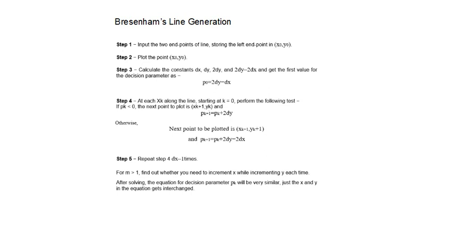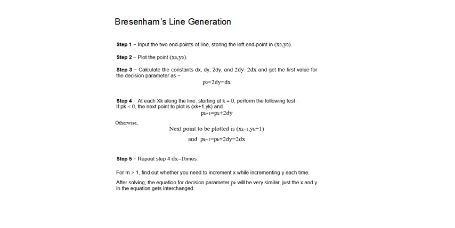And the new value of decision parameter is pk plus 2 dy. So the current value, that initial decision parameter, that value plus 2 dy, that is the new value of p. So this was the condition for if pk is less than 0.